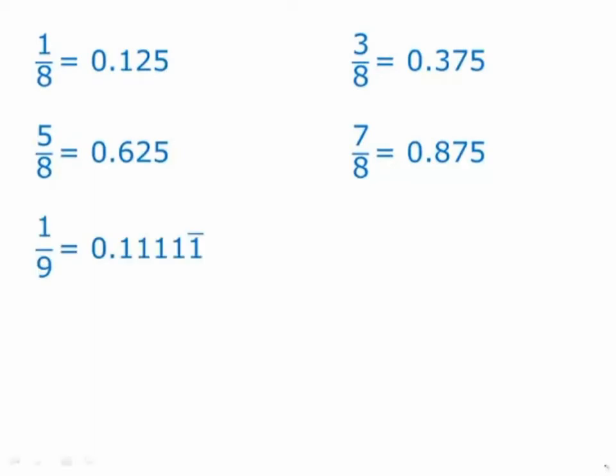1/9, that's a bunch of ones repeating. Now this is particularly convenient because it means I could multiply by any digit and it would just be that digit repeating forever. So for example, if I multiply both sides by 7, 7/9 is a bunch of 7s repeating. Any digit repeating is that digit over 9.